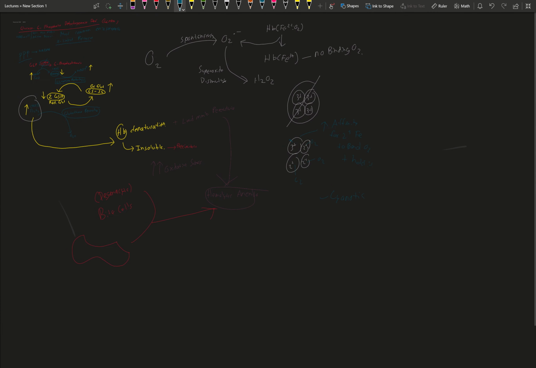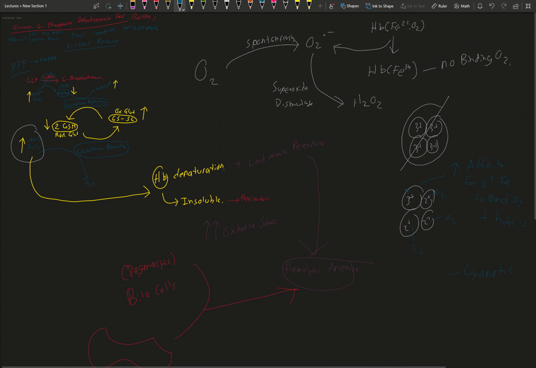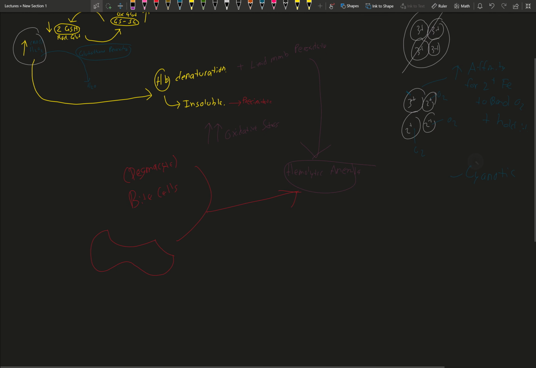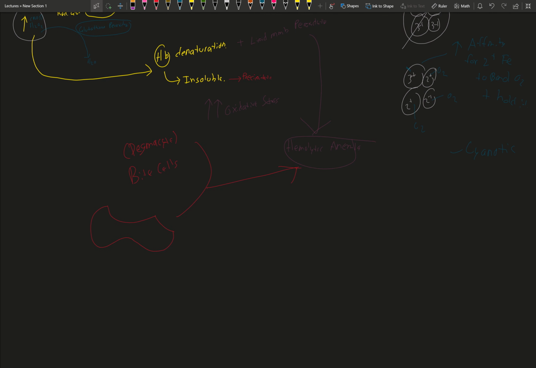So that's a general overview of this glucose 6-phosphate dehydrogenase deficiency. I'll probably make another part 2 looking at lab work as well as some treatments for this disease.